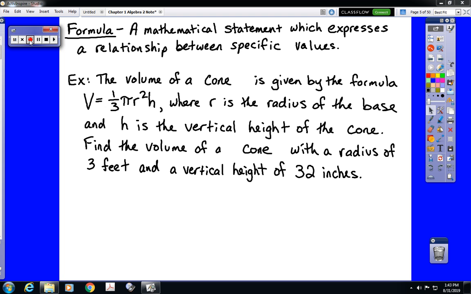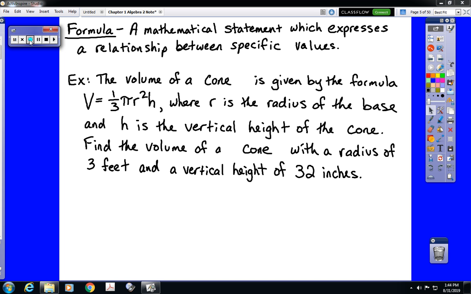When we talk formulas here, we have all kinds of formulas that we use. We have area formulas, perimeter formulas, volume, surface area, Pythagorean theorem, distance formula, midpoint formula. There are literally hundreds of formulas that are used in mathematics, so we need to be familiar with how to use them. To do that, we're just going to look at a few examples.